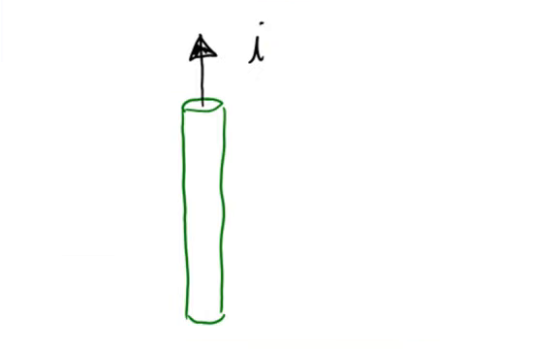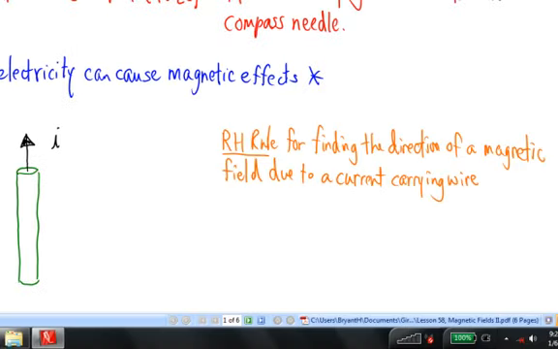Let's suppose that I have a wire, which is represented by this green cylinder here, that's carrying a conventional current I in the upward direction. It turns out that there's a magnetic field around this wire, and the direction of the magnetic field is given by another of the right-hand rules. If you have a conventional current, then you grasp the wire with your right hand with your thumb pointing in the direction of the conventional current. Then the fingers of your right hand wrap around the wire in the direction of the magnetic field.